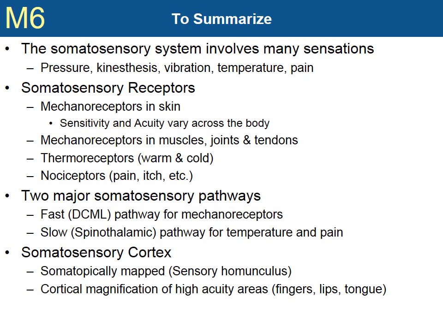There are two major somatosensory pathways: the fast, the DCML pathway for mechanoreceptors, and the slow spinothalamic pathway for temperature and pain. The somatosensory cortex has two really important characteristics. It is somatopically mapped, that is, we have a little sensory homunculus, the body is mapped onto the brain, and there is cortical magnification, areas of high acuity, that is, body parts with high acuity have more cortex devoted to them.